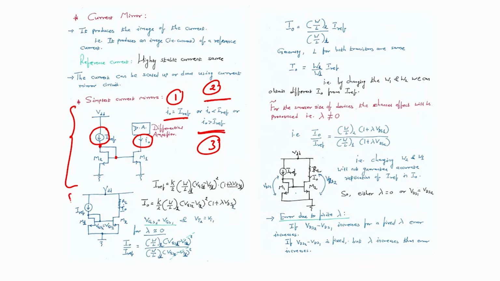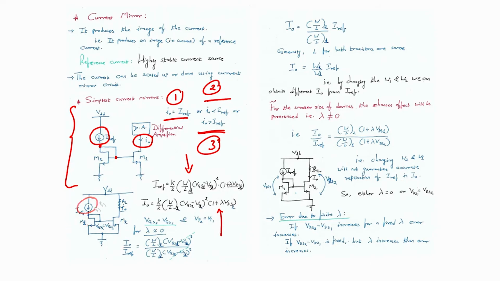If I draw the circuit, I can also draw it like this. Now, what is I reference? This equation we already know. I reference is K by 2 W by L, because it is M1, VGS1 minus VT1 whole square into 1 plus lambda VDS. We have seen this equation just before this slide. So, IO would be the same thing, just with number 2, because MOSFET 2 is there.